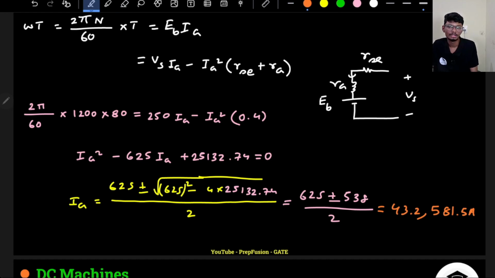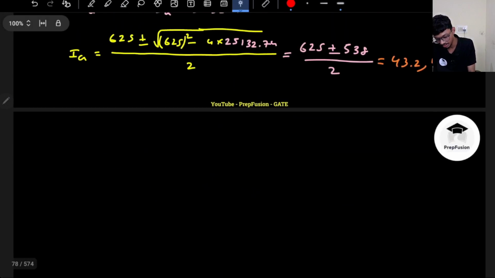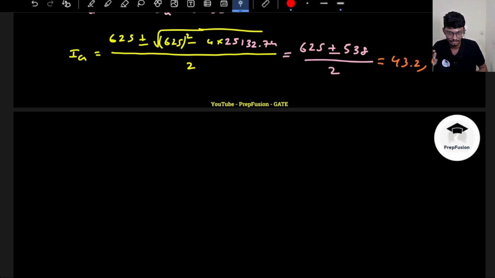Okay, now which one will you choose? Will you choose this one or this one? If we choose this one, what will happen? Your EB will come out to be negative. Is it possible? No, back EMF in this case is not possible. Back EMF in case of braking only can come negative, otherwise it will not.